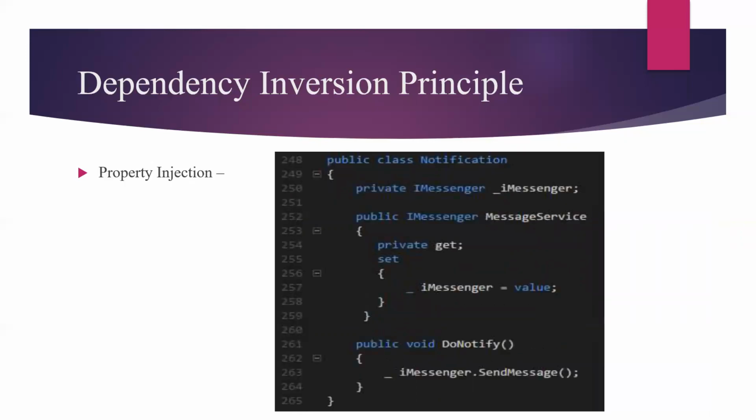Second type is through property injection. So here you see we have created a public property, right? And we are setting the value in that property, and then we are using that to send the message in our doNotify method.